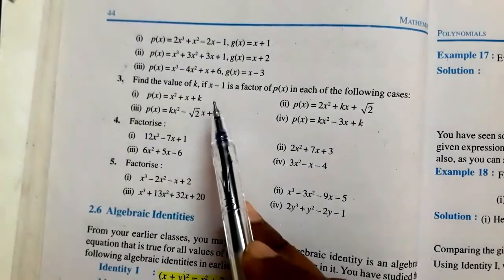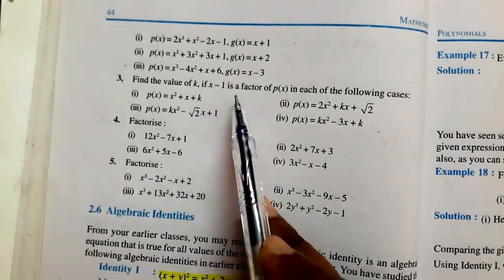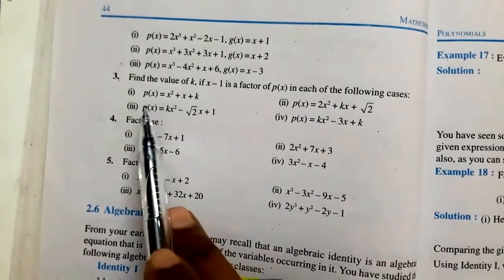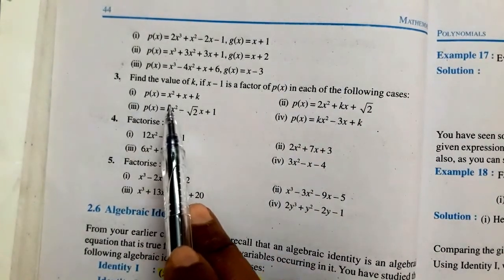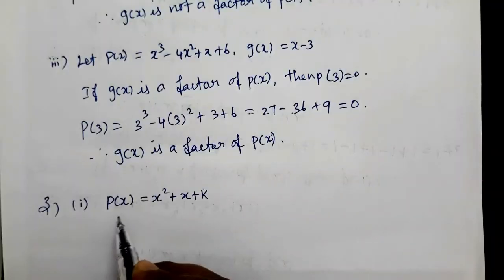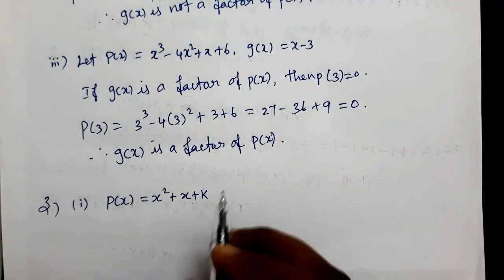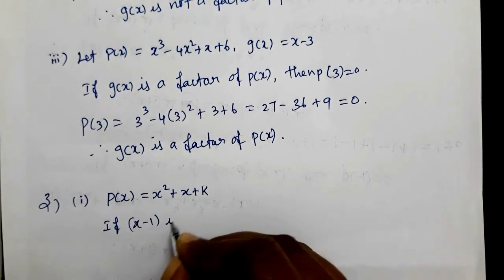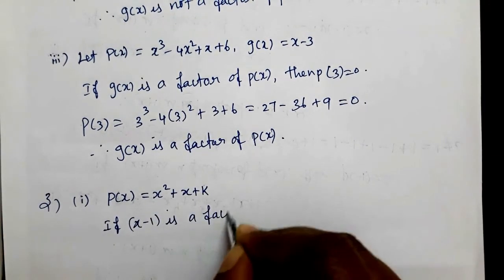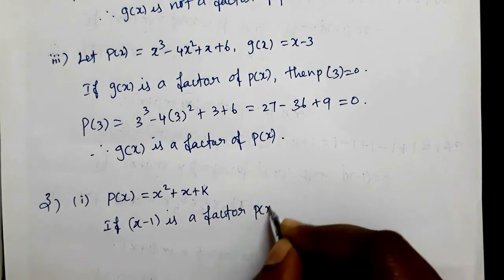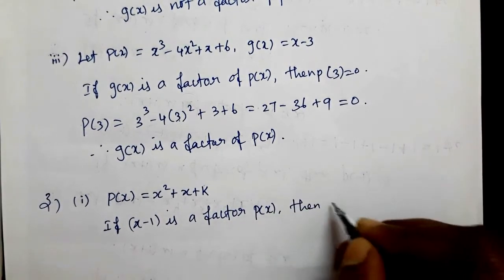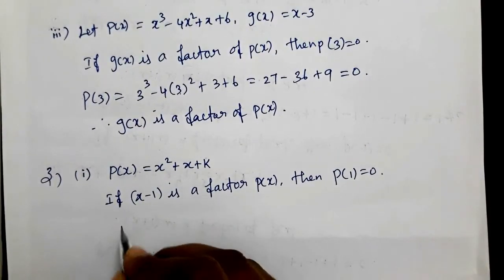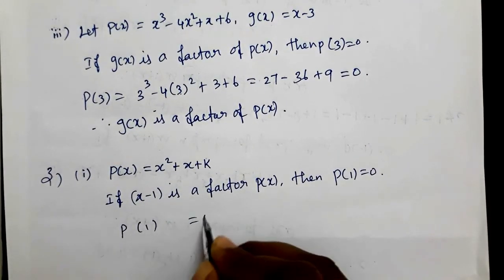Question number 3. Find the value of k if x minus 1 is a factor of p of x in each of the following cases. Sub question 1. P of x equal to x square plus x plus k. Here p of x equal to x square plus x plus k. If x minus 1 is a factor of p of x, then p of 1 equal to 0. So p of 1 equal to 0.